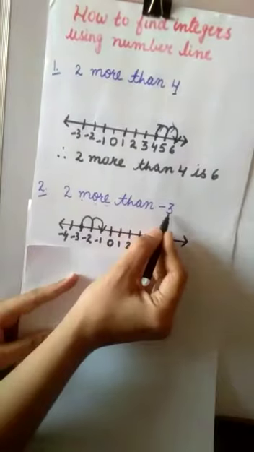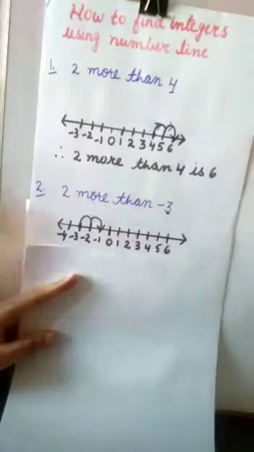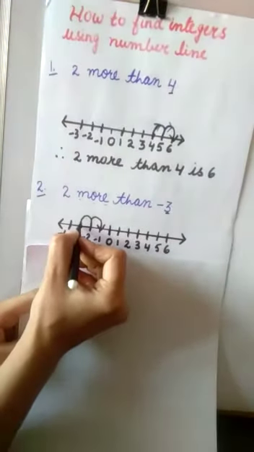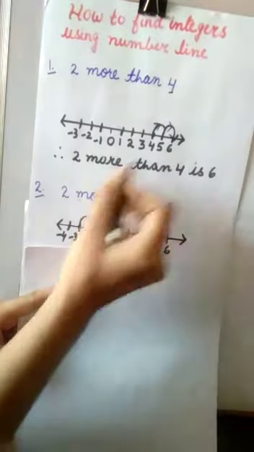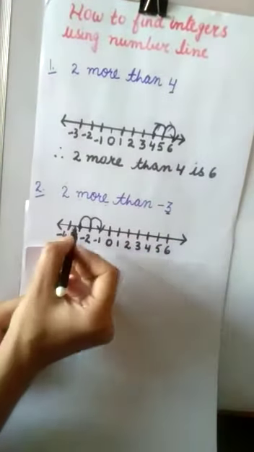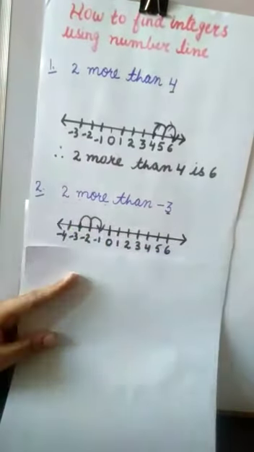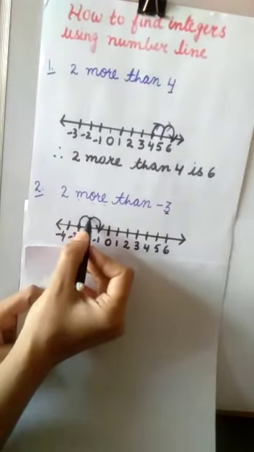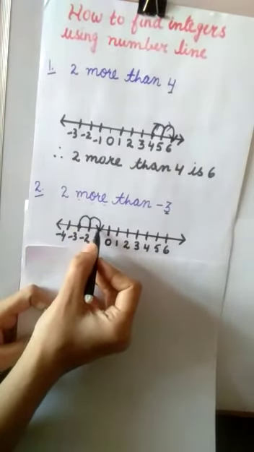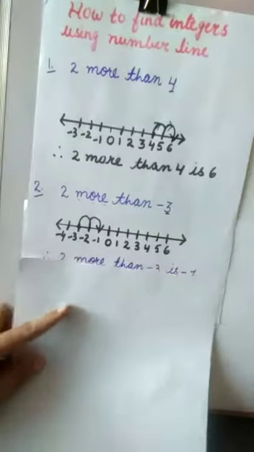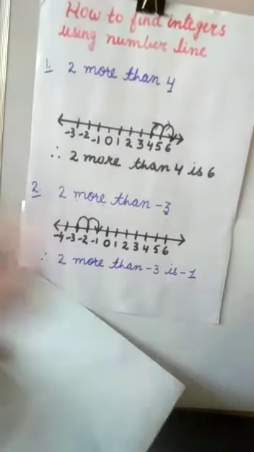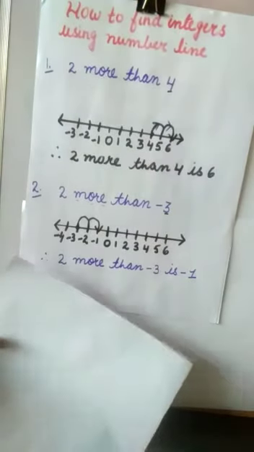So minus 3. Now we'll start our journey from minus 3. More than, we have to move on the right hand side. So how much more? 2 more. So 1, 2. So we reach minus 1. So 2 more than minus 3 is minus 1.